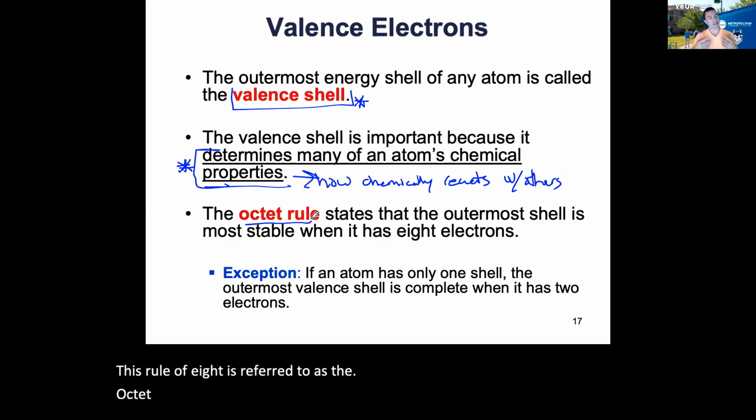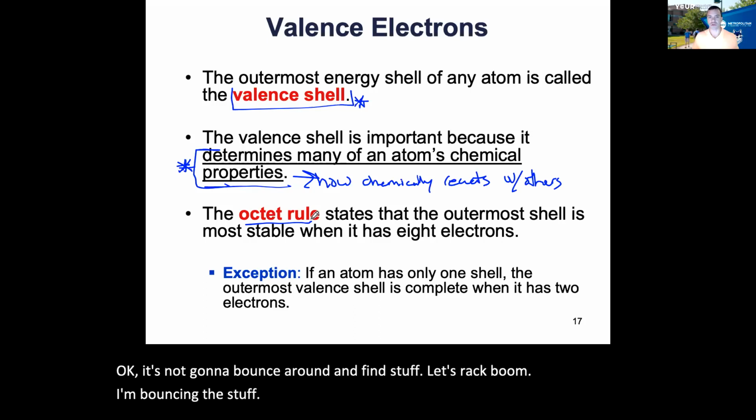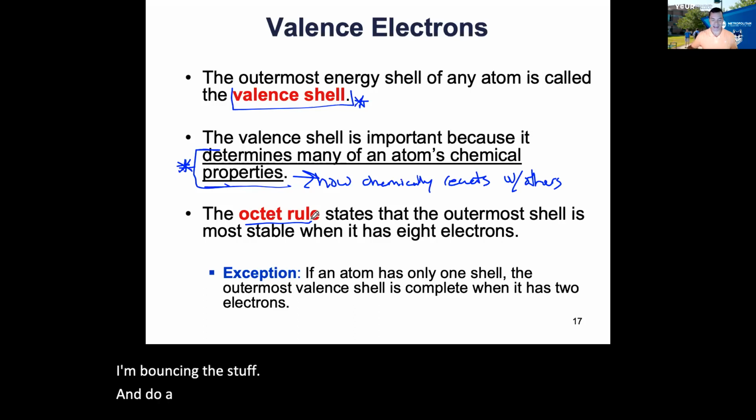And every shell, except for the first, wants 8 electrons. It wants 8 because that's most stable. Elements like to be stable. If they're not stable, they're reactive. When they're stable, no reactions. It's not going to bounce around and find stuff, going, oh, let's react. Once it's got its octet, it is happy.